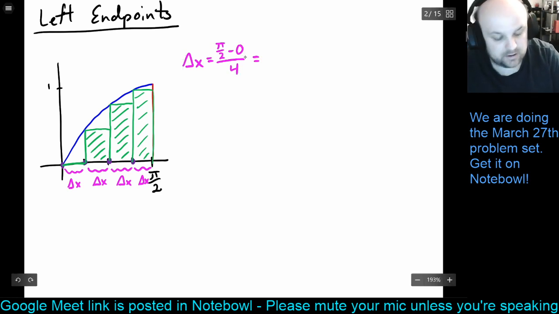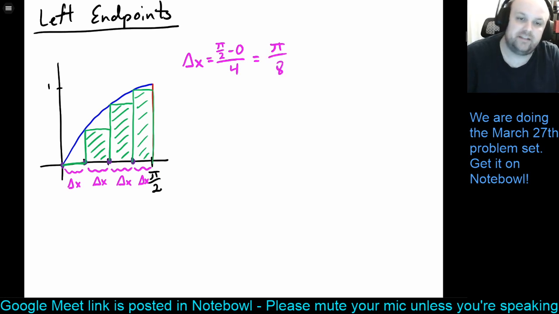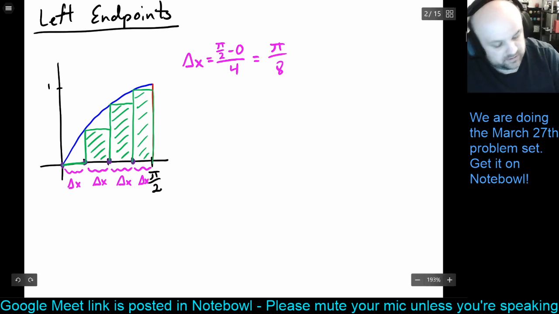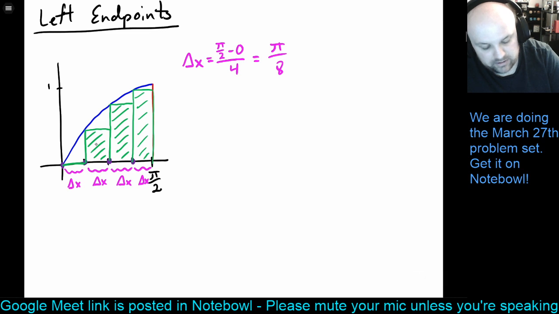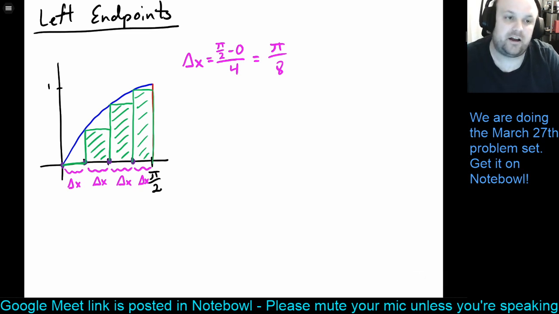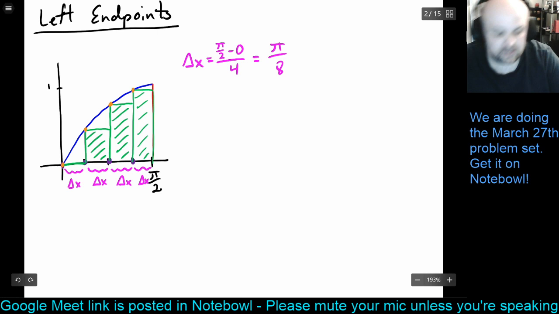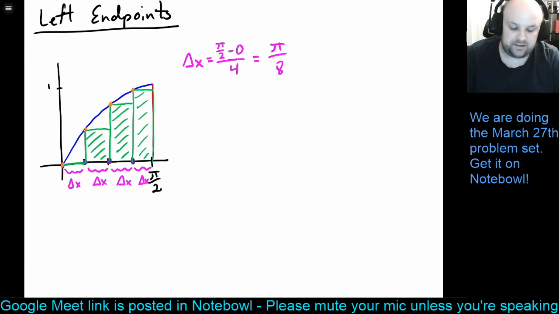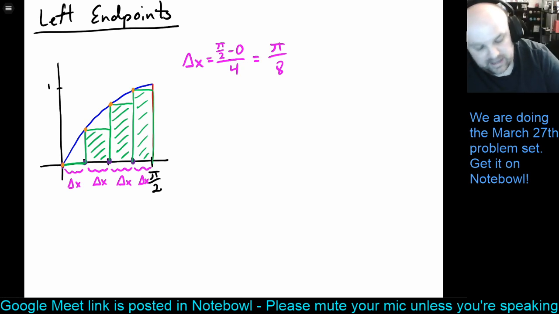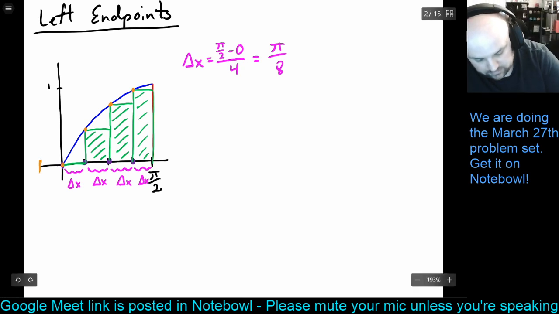So when I compute this, you're going to see a pi over 8, because that's how wide these intervals are. So now I know all of these rectangles have width pi over 8. And now I need to say how high each of these rectangles are, which means I need to know the y values at these 4 orange dots here. The y value of this one is f of 0 down here.